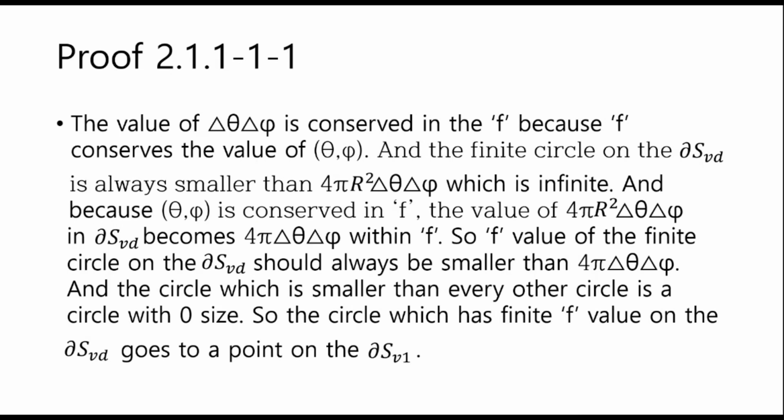The value of delta theta delta phi is conserved in the f, because f conserves the value of theta phi. And the finite circle on the DS3D is always smaller than 4 pi r squared delta theta delta phi, which is infinite. And because theta phi is conserved in f, the value of 4 pi r squared delta theta delta phi in DS3D becomes 4 pi delta theta delta phi within f. So the f value of the finite circle on the DS3D should always be smaller than 4 pi delta theta delta phi, and the circle which is smaller than every other circle is a circle with zero size. So the circle which has finite f value on the DS3D goes to a point on the DS31.